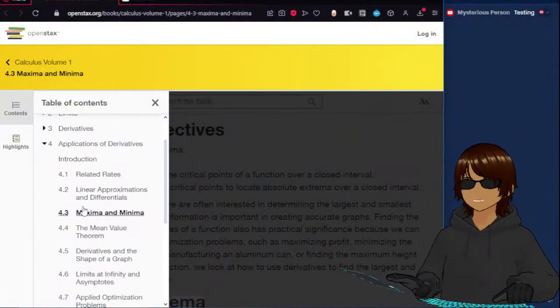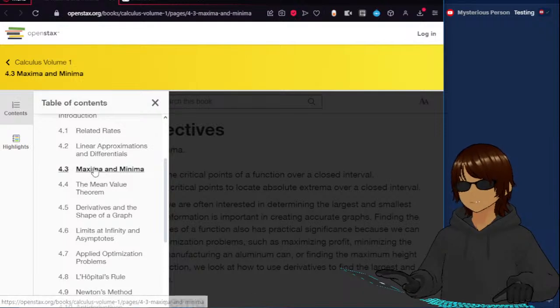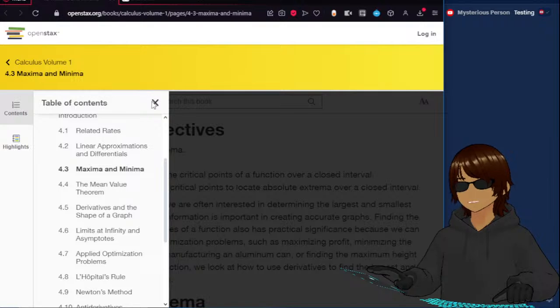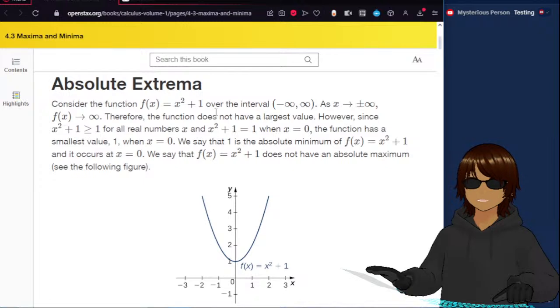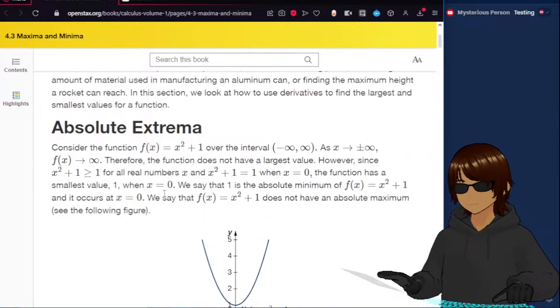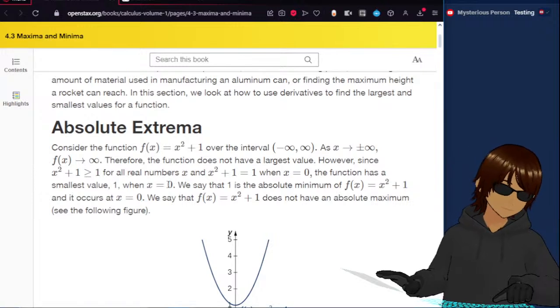Okay, so last stream I did linear approximation and differentials, and I started maxima and minima, but I had to leave early. So, continuing from here. I think I read this, but let's just read it again.